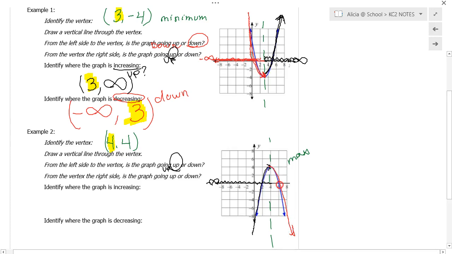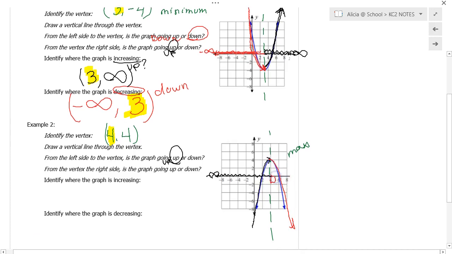So all these values of x are going to positive infinity. So from the vertex to the right side of the graph, our graph is going down.